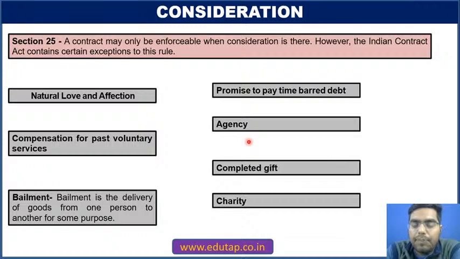Why is bailment here? Suppose the garage owner was my friend. I give him the car for repair. He did the repairs for the car, and he gave the car back to me. Now he has given the consideration. What was his consideration? He has provided me the services, but I have not given any consideration to him. So this is also a valid contract.